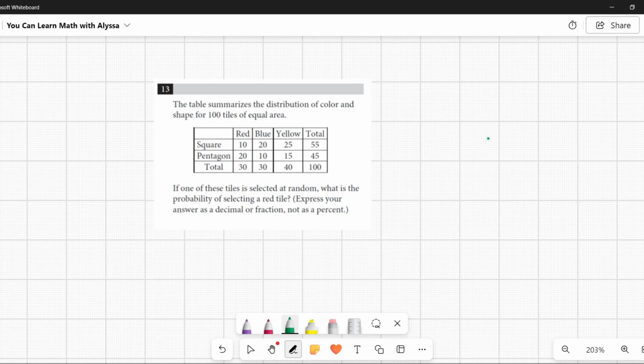Okay. We want to know what's the probability of selecting a red tile. So probability is always going to be a part out of a whole.